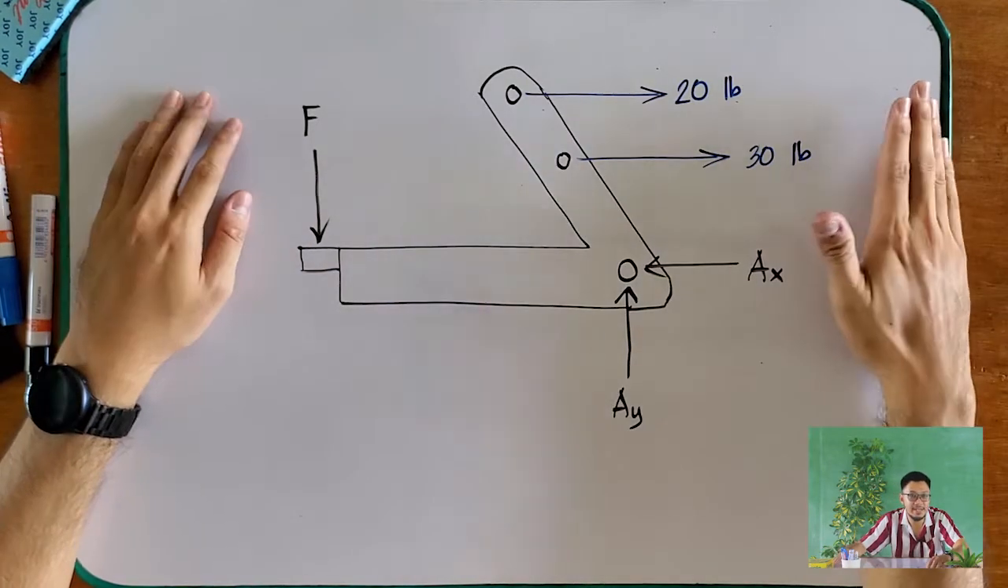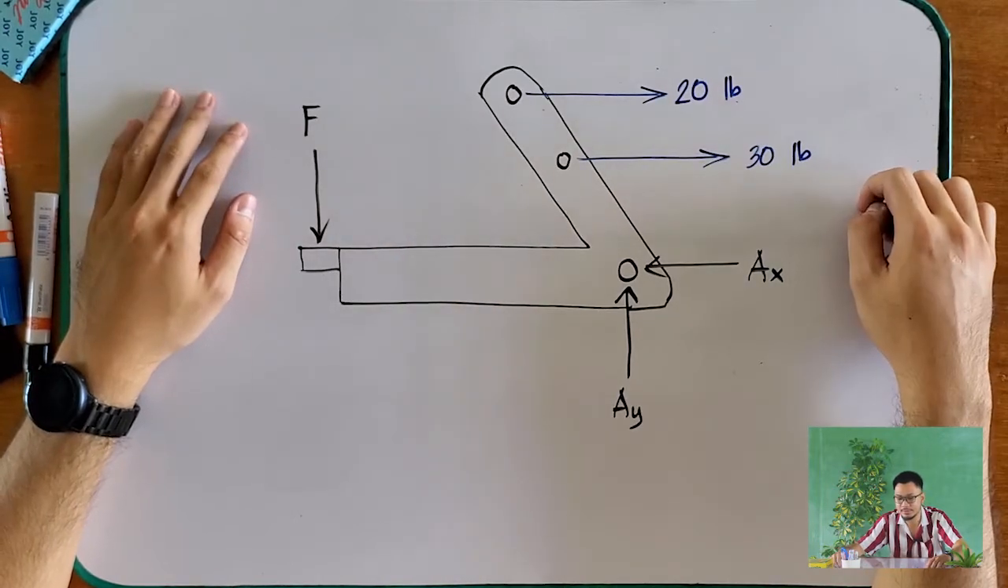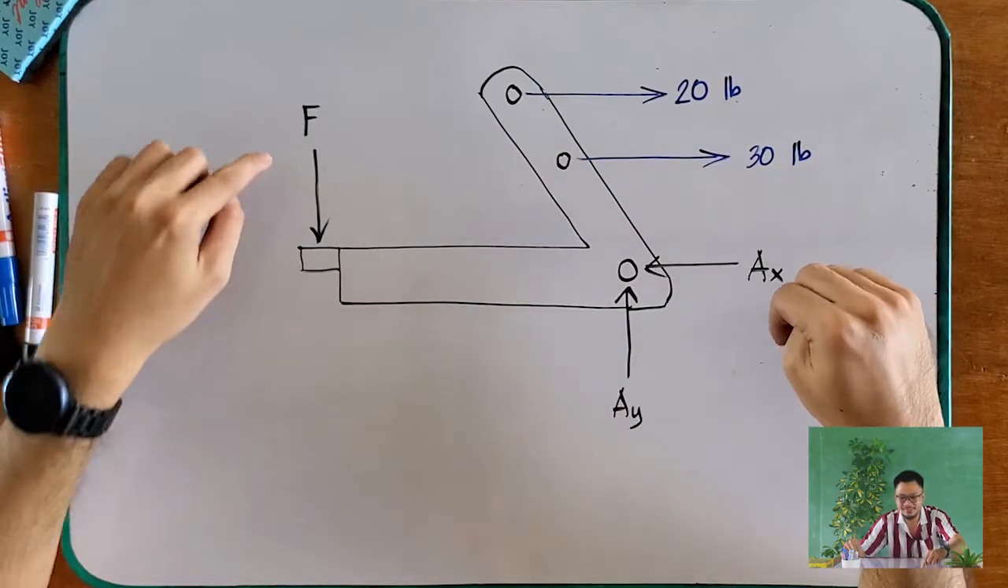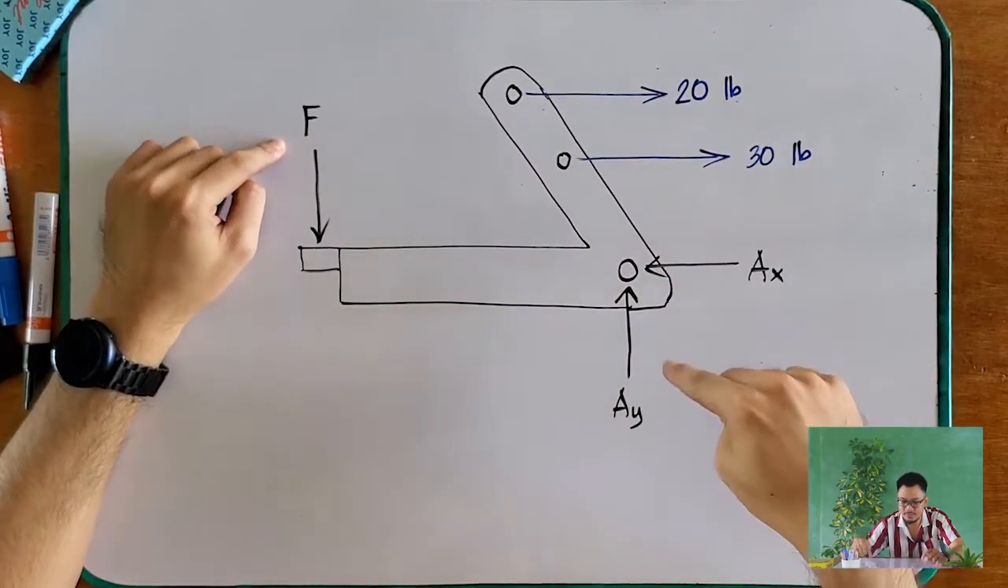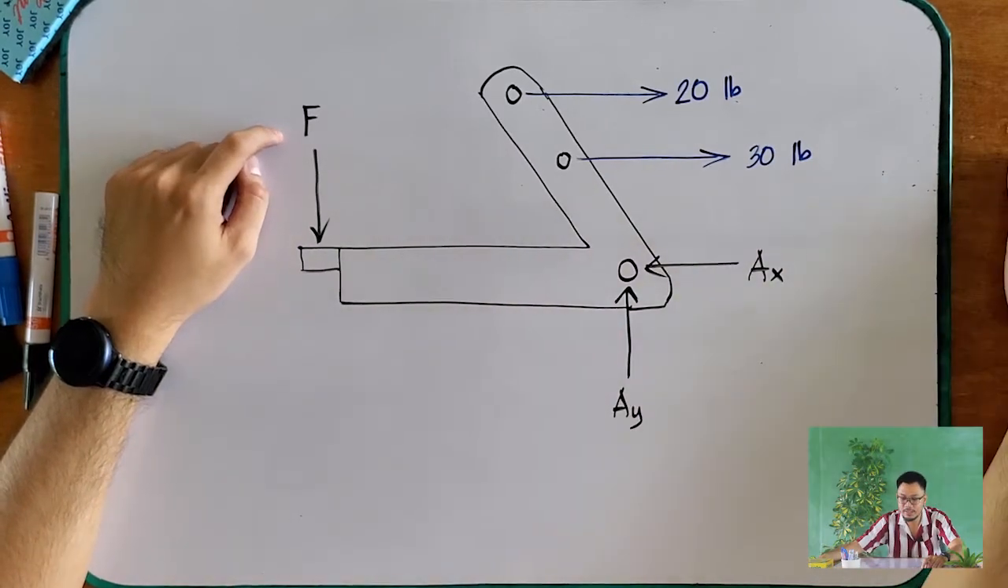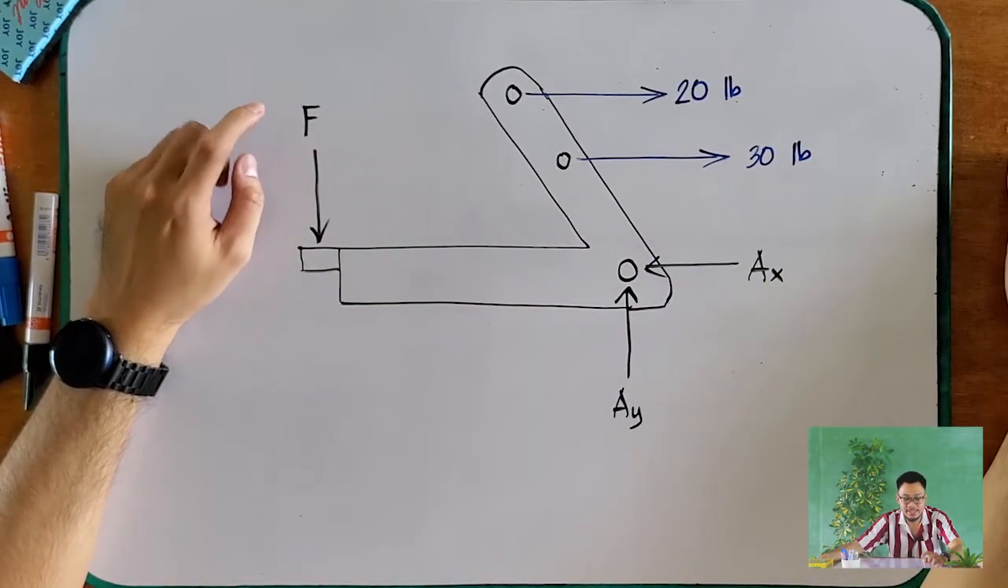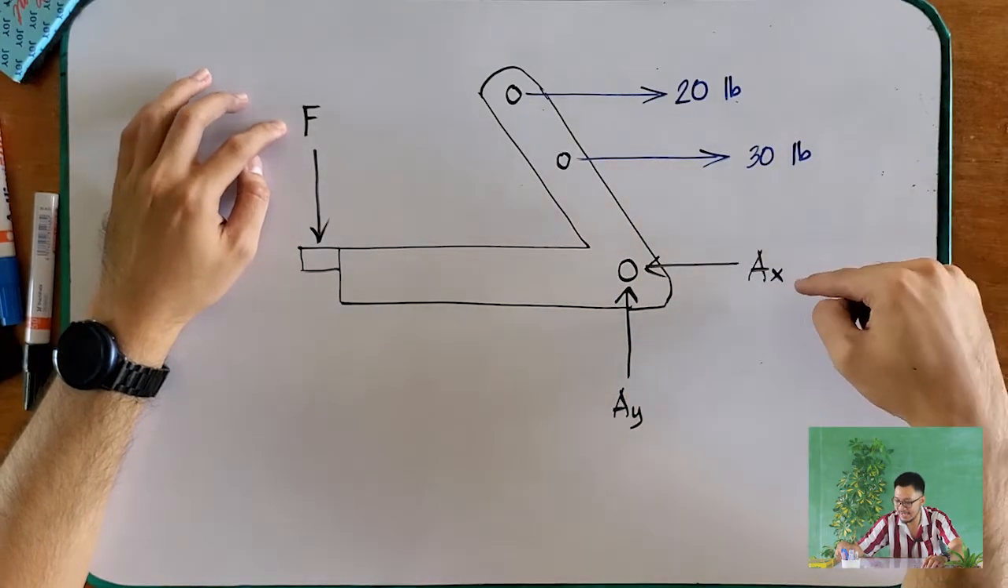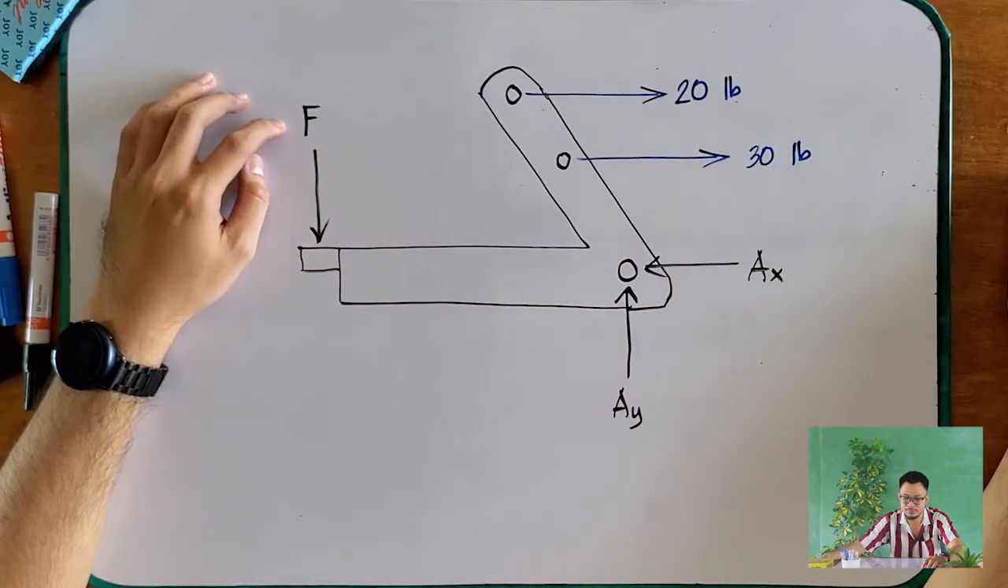So, mao na ang free body diagram sa atong drawing diri. Sige, sir, can we identify these forces, 1, 2, and 3? Yes, we can. We can identify F, we can identify AX, and we can identify AY. How?